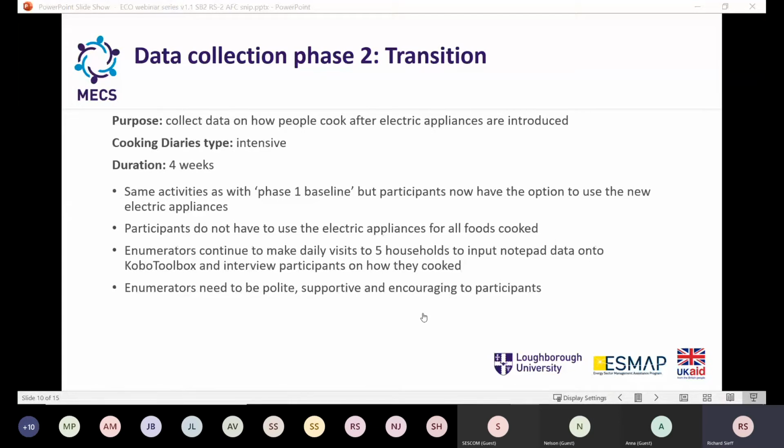It's exactly the same as the baseline cooking diary, but now the cooks have the option of using the electric cooking appliance, as well as their normal stoves. Cooks record electricity consumption for each dish, as already described, and the enumerators still visit every day to collect the data. This phase is where we find out how the electric cooking devices fit into cultural cooking practices, or how cooks are modifying their usual routines in response to the new devices.